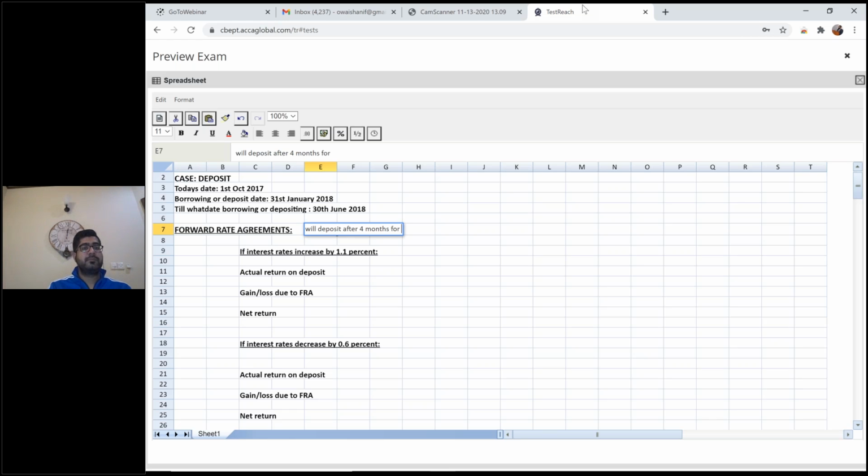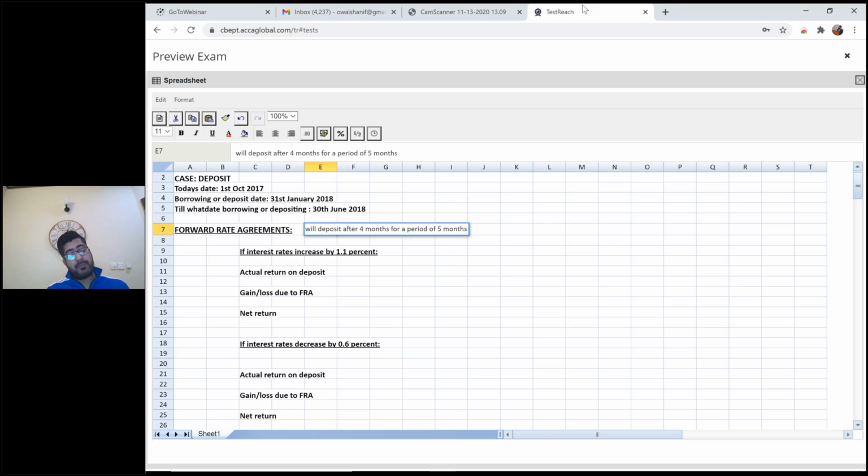For how many months? You will deposit on 31st Jan till 30th June. So count 31st Jan to end of Feb, 1 month. Then 30th March, 2 months. Then 30th April, 3 months. Then 30th May, 4 months. And then 30th June, 5 months. You will deposit after 4 months for a period of 5 months.